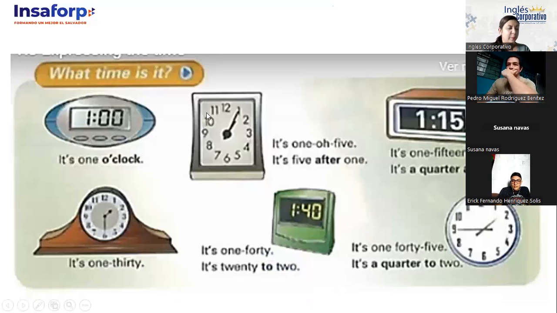So now we're going to learn how to tell the time in English. We have here some clocks. These are clocks. Estos son relojes. Clocks, clocks. But if you wear it here in your hand, that's a watch. Okay, and these are clocks.